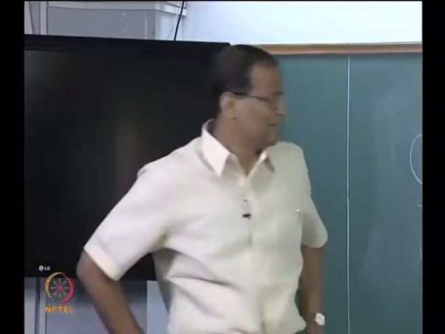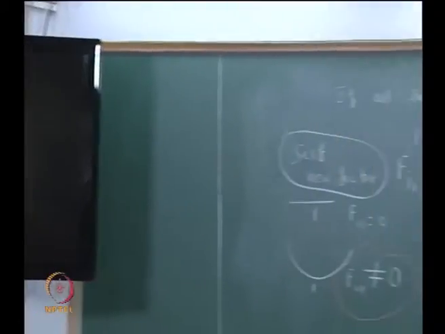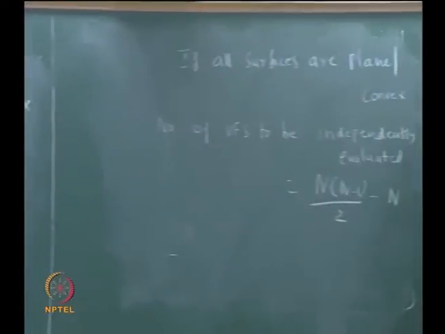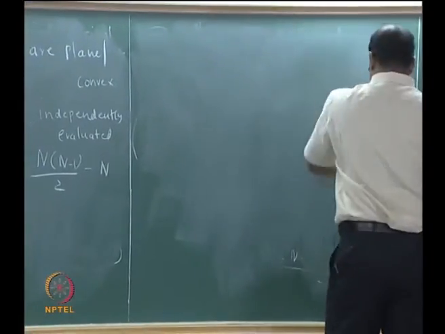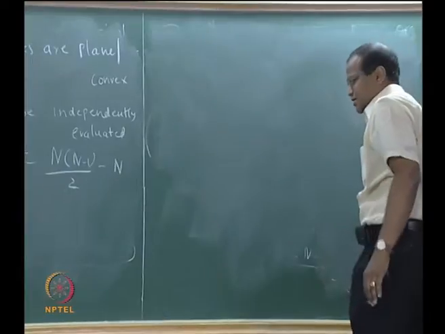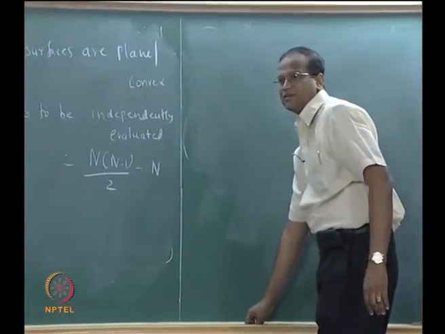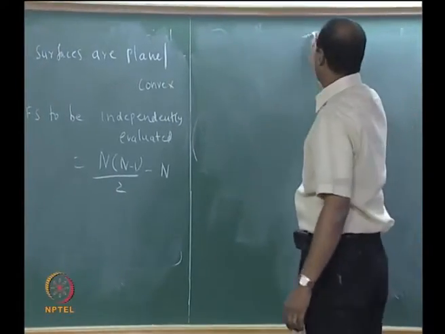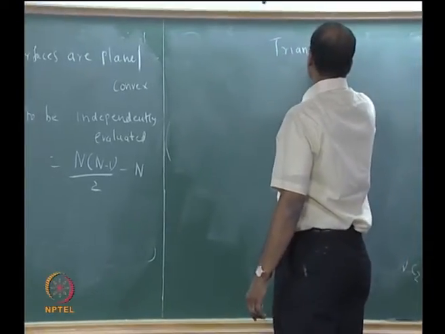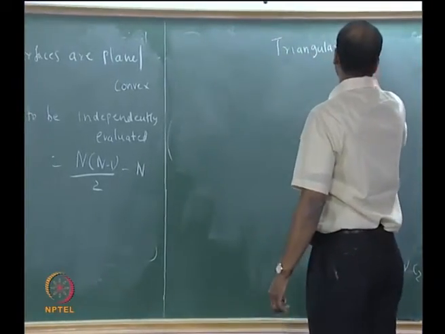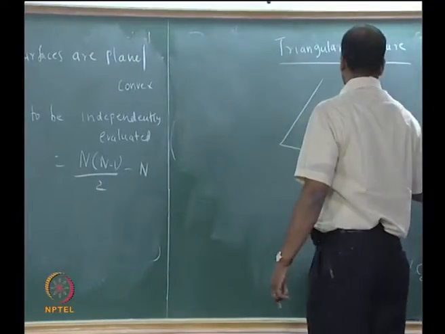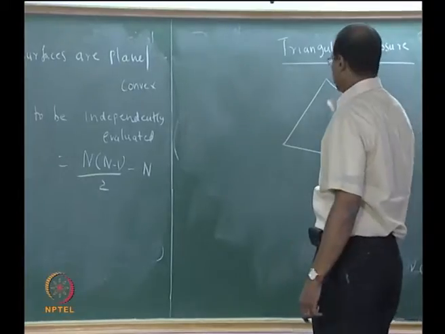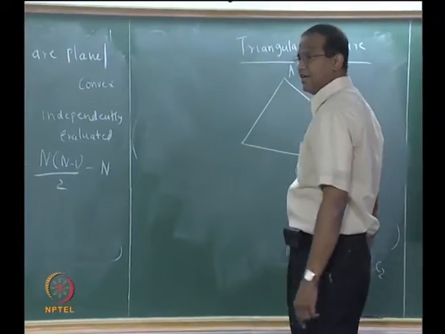Shall we look at a general triangular enclosure? Let us do that problem and close the discussion for the day. Which means you will write all algebraic relationships, manipulate the algebraic relationships and get all the view factors. Okay, A, length is A.